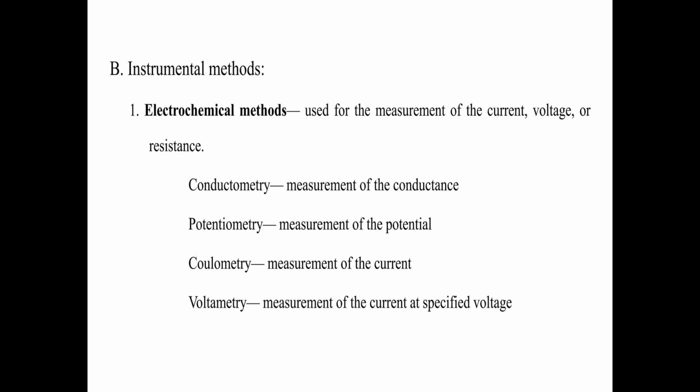Depending upon which parameter we use for the determination of the concentration of the solute, these methods are named conductometry, in which we measure the conductance flowing through the solution; potentiometry, which is measurement of the potential; coulometry, which is measurement of the current; and the next type is voltammetry, where we measure the current at a specified voltage.